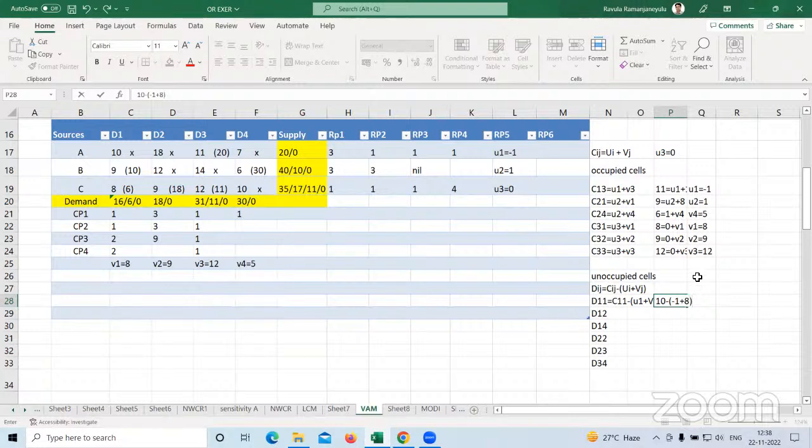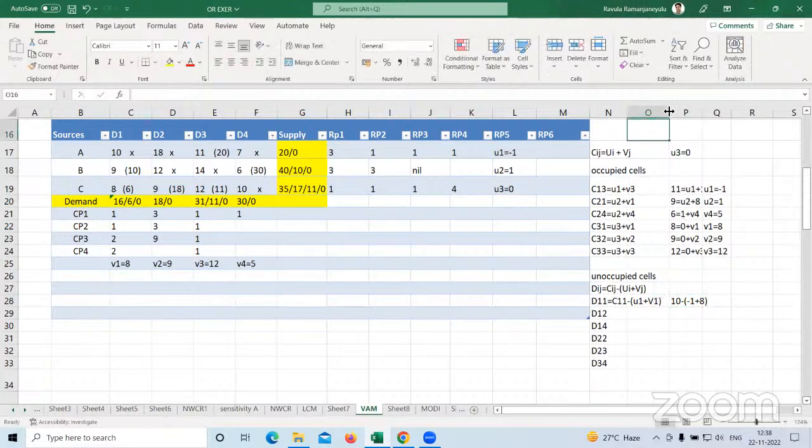So substitute those values in the actual equation. Then you can know what is actually the solution part. So 10 is the cost of that cell, minus U1 value, which is minus 1, plus V1 value, which is 8. 8 minus 1 is 7. 10 minus 7, we are getting the Dij value that is 3, which is a positive value, which is a positive figure.